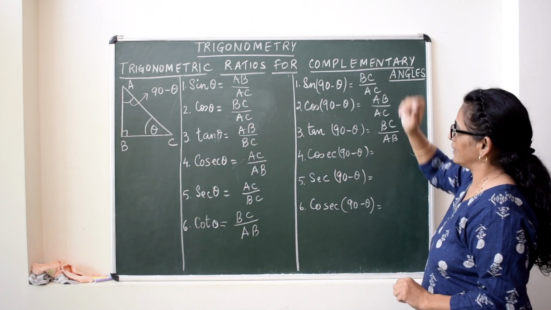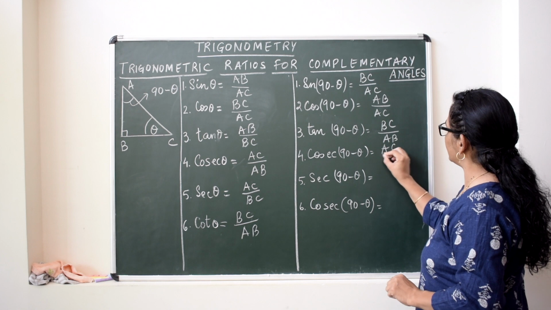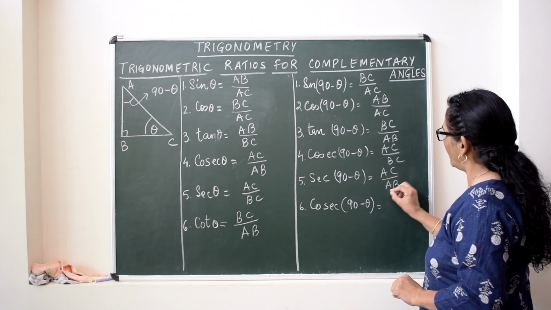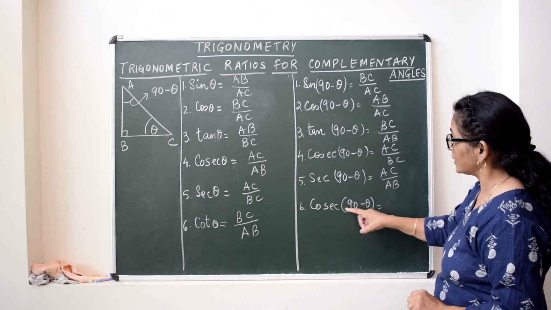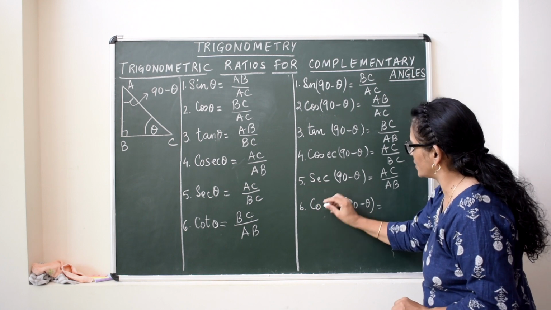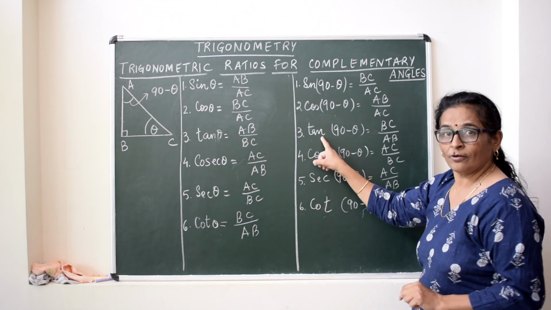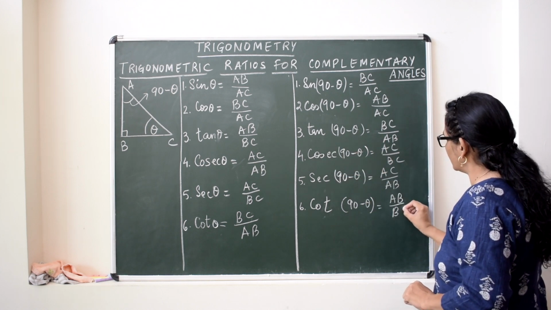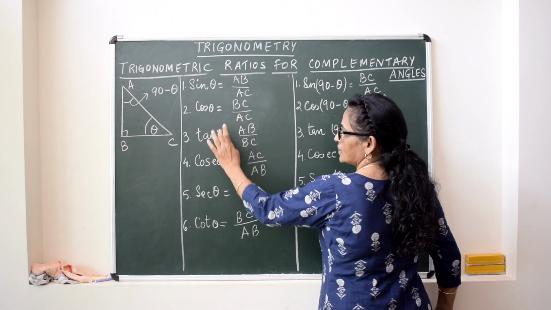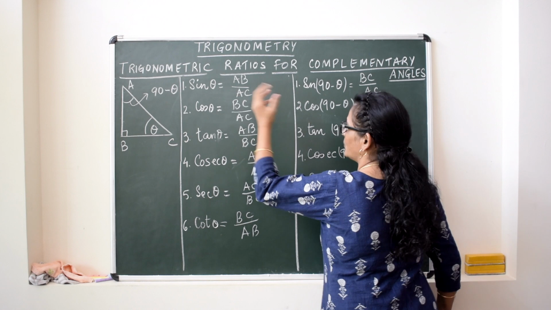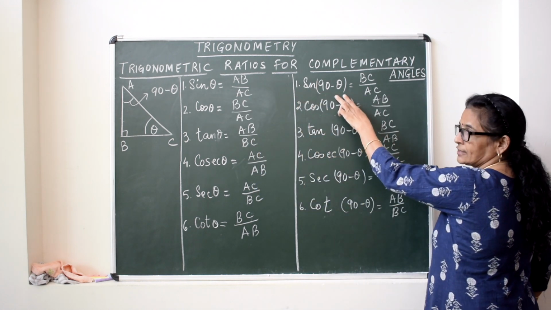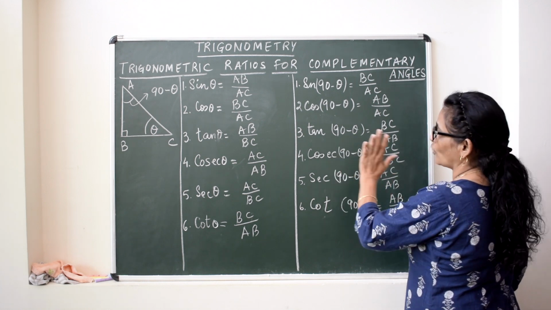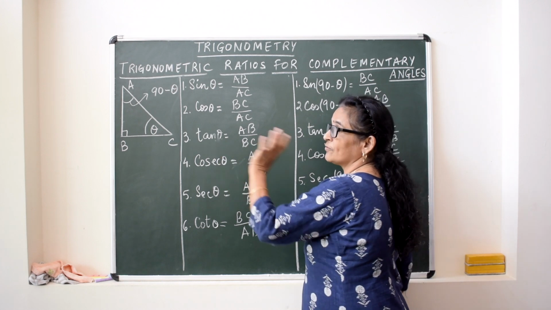Now similarly, we can write the reciprocals. So here it will be AC upon BC. Next will be AC upon AB, and cot. This is not cosec, this is cot. The last is cot. Cot theta is reciprocal of tan theta. So what we have seen? Sine, cos, tan, 3 basic. These 3 are reciprocals. Sine, cos, tan for 90 minus theta. Then cosec, sec and cot. Okay. These are 6 ratios for 90 minus theta. These are 6 ratios for angle theta.